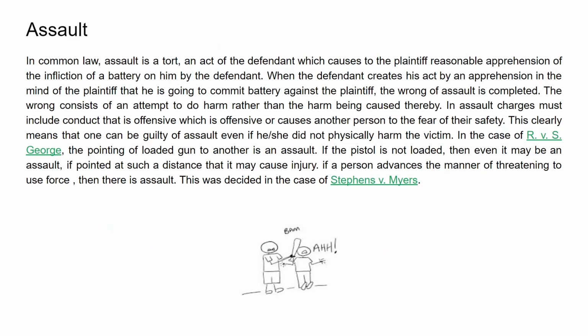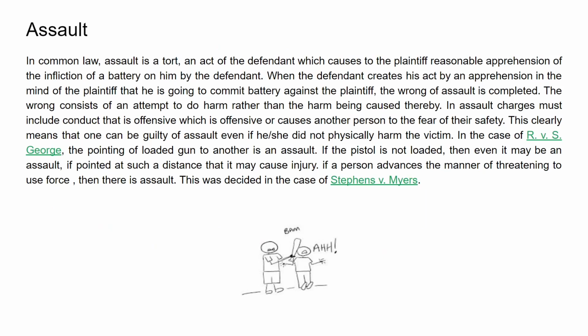In assault, charges must include conduct that is offensive or causes another person to fear for their safety. This clearly means that one can be guilty of assault even if she did not physically harm the victim. In the case of R v. S. George, the pointing of a loaded gun at another is an assault. If the pistol is not loaded, it may still be an assault if pointed at such a distance that it may cause injury. If a person advances in a manner threatening to use force, then there is assault.